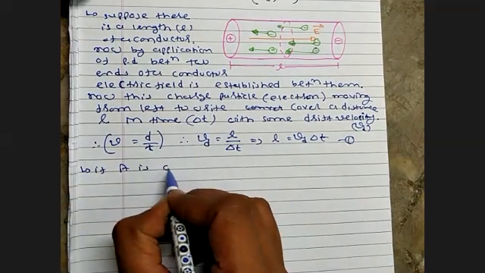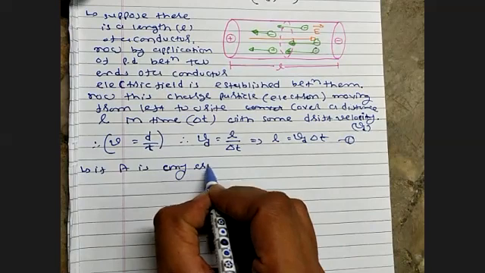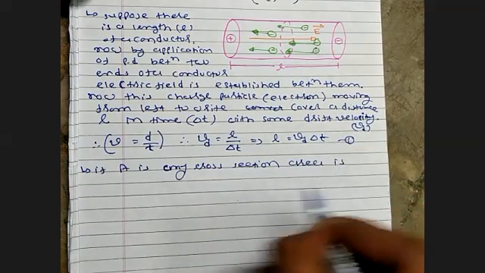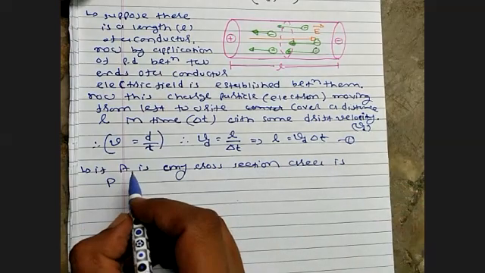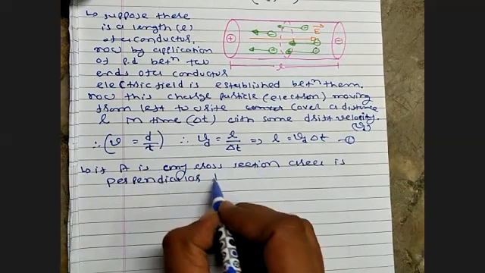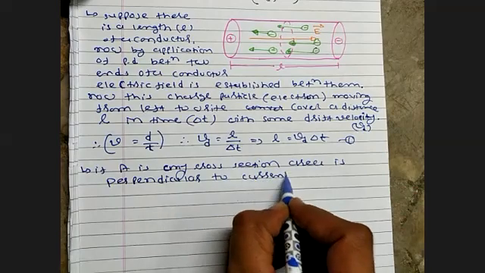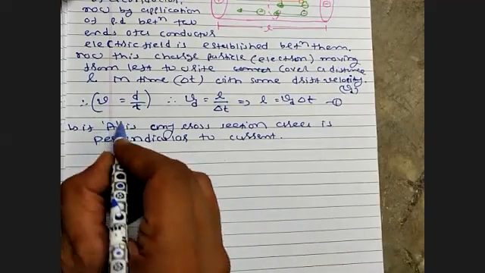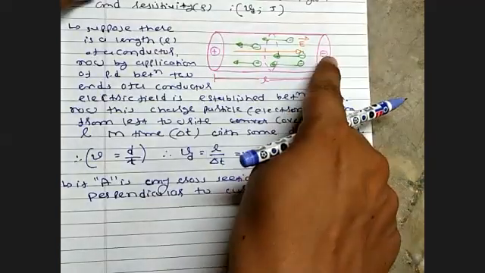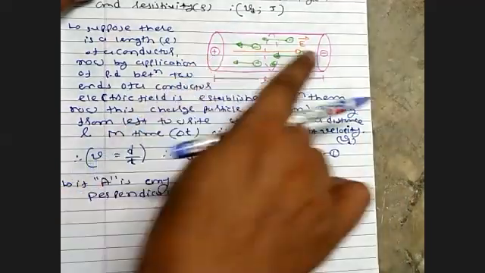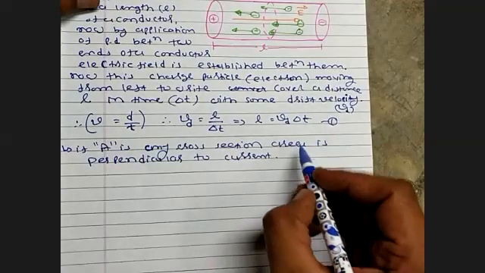A is any cross section area which is perpendicular to the current. You see, perpendicular to the current over here. Current is moving, but these cross section areas are always perpendicular to the current, from the positive to the negative side. Okay, so the volume of a conductor.